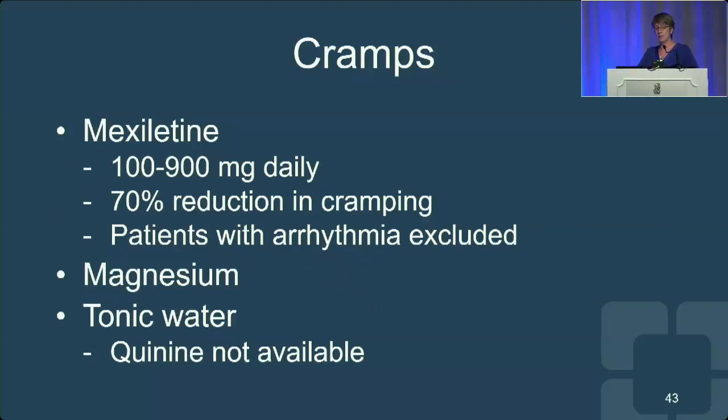There was a study that showed a 70% reduction in cramping. They didn't include any patients who had arrhythmias at baseline, so that is a little bit of a limitation, but for a lot of patients, this can be really remarkably helpful when they've got problematic cramping or they're waking up at night from cramping. Magnesium can sometimes help. Tonic water, we used to prescribe quinine, but now you can only get that if you've got malaria. And so tonic water also sometimes can be helpful.